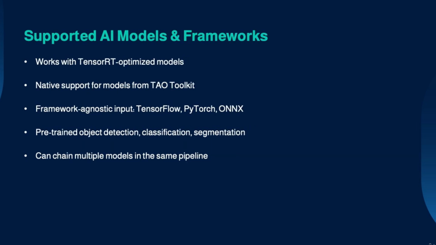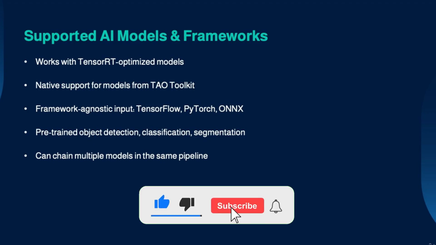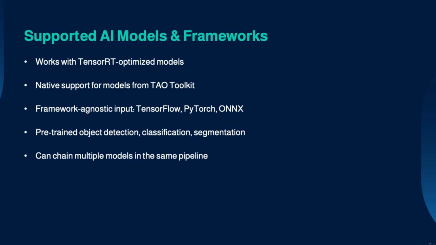DeepStream is model agnostic, but TensorRT optimized models will run fastest. You can import models from TAO Toolkit or use ONNX models exported from TensorFlow or PyTorch. Pre-trained models for object detection, image classification, or segmentation can be dropped in with minimal configuration. You can even chain multiple AI models in a single DeepStream pipeline. Say, run an object detector first, and then a classifier on each detected object.